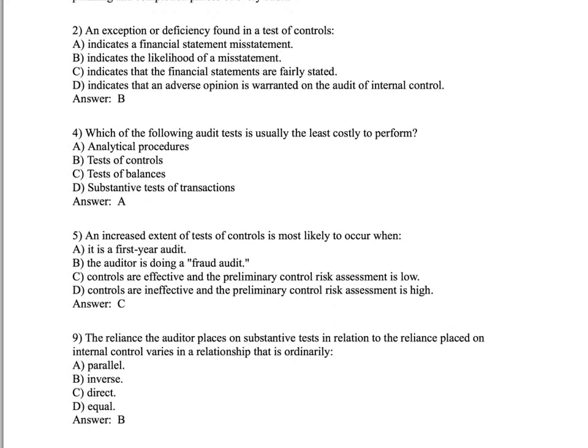So number 2, an exception or deficiency found in a test of controls indicates the likelihood of misstatement. So if you're doing these control tests and you find a misstatement, that is, you're not actually going to find the misstatement. You're going to see that there's lack of control, which therefore could lead to a misstatement.